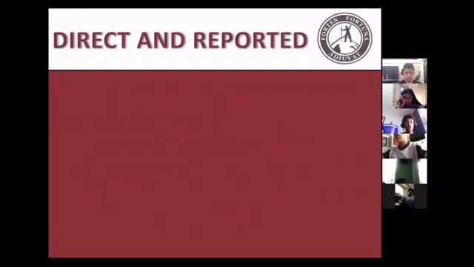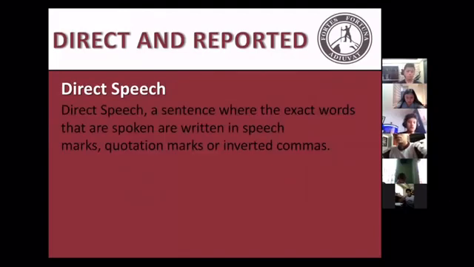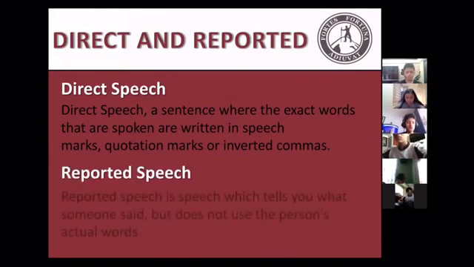And here, we're going to look at what direct speech is. Does anybody know? Direct speech is a sentence where the exact words that are spoken are written in speech marks, quotation marks, or inverted commas, as opposed to reported speech, which is when you tell somebody what somebody else has said. Reported speech is speech which tells you what someone said, but does not use the person's actual words.